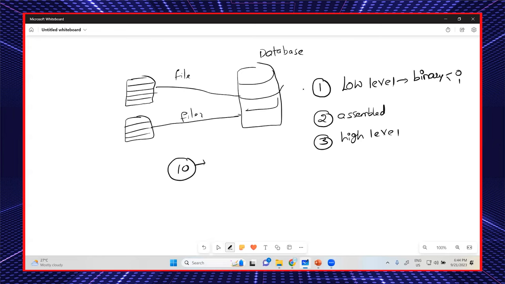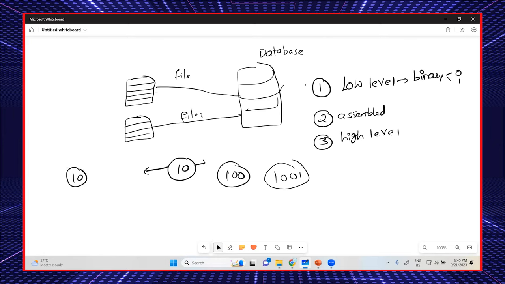Tell me, Rohit. For example, what about now? 100. As a human, we can read 100. What about now? 1001. But as per the system, as per the low level programming, is it really 10? Is it really 100? Is it really 1001? Definitely no. Even the system cannot understand. If you give a 10, how can the system read it?